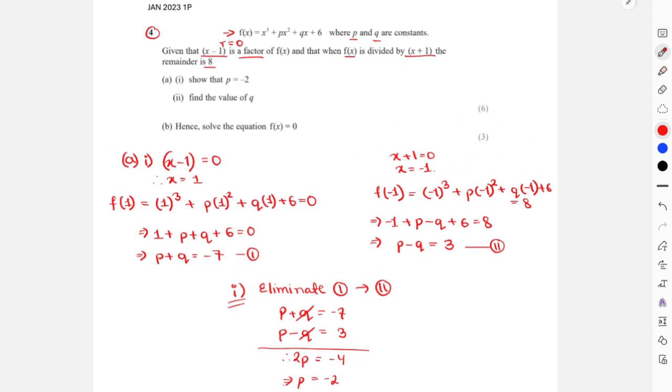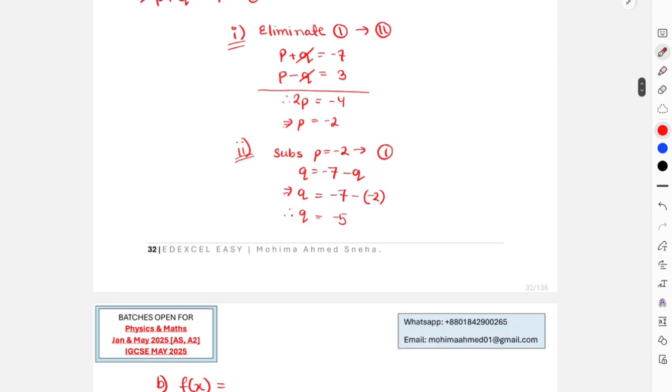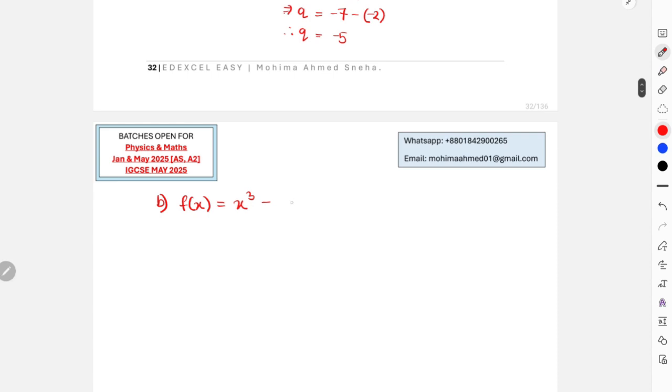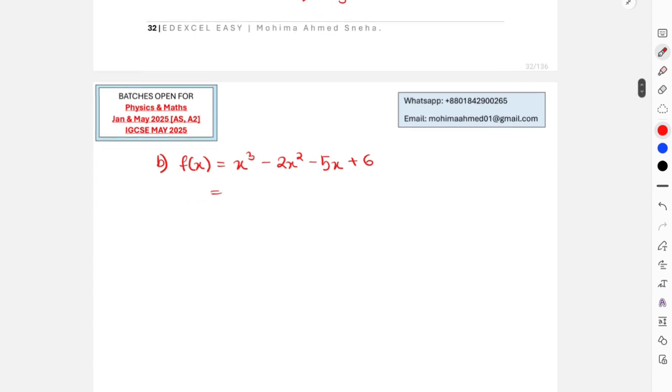Okay, so for part B, the actual f(x) equation was then, 1 minute, x cube, p was -2, so it will be -2x square, it will be -5x plus 6. So you have x cube minus 2x square minus 5x plus 6. So if you start substituting over here, or splitting the terms, 2x square and 5x specifically. 1 minute, let me use my calculator to predict the values for the solutions for this equation. First one was 1 minus 2 minus 5 and 6. So you get -2, -3 and 1.